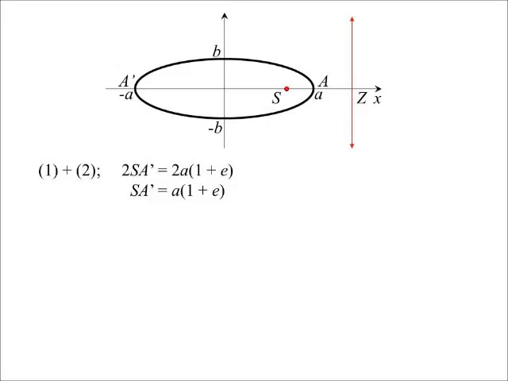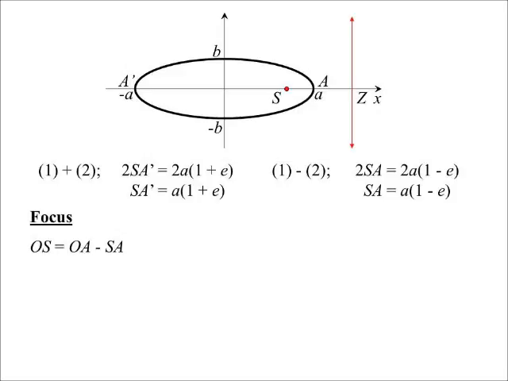So if I add those two together, I will end up with two lots of SA dash is 2A(1 plus E). Divide both sides by 2, and I have this relationship. If I was to subtract, I'll end up with SA is A(1 minus E). So SA dash is A(1 plus E), SA is A(1 minus E).